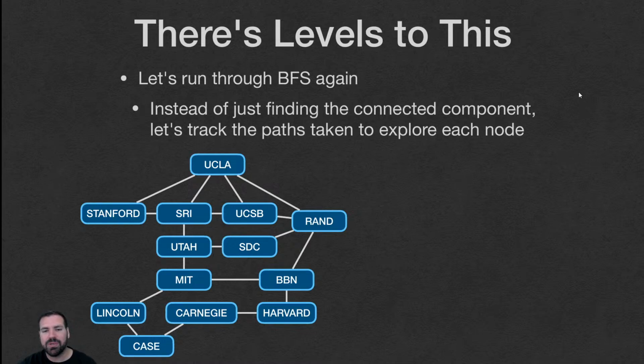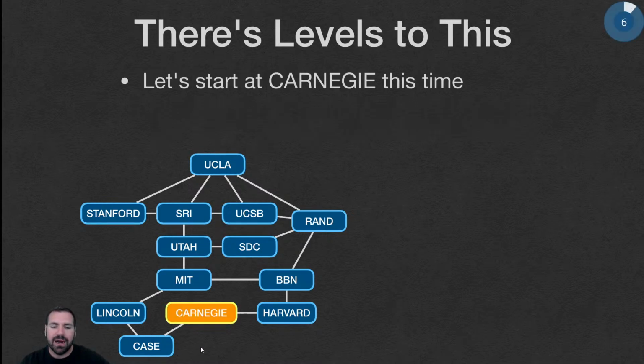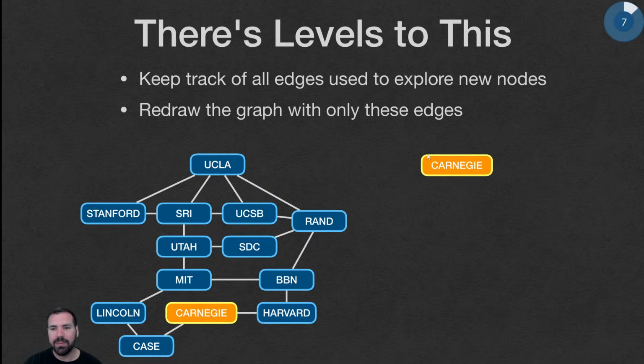So let's run breadth first search again. And this time we're going to keep track of the paths that we take to explore each node. I'm going to start at Carnegie this time because I'm sick of starting at the top every time. And when we explore the neighbors and the neighbors of the neighbors, etc., we're going to keep track of the edges by redrawing the graph using only the edges that we took. And each time we add a node, we're going to draw it visually lower than the node that discovered it. So I'm going to start with Carnegie, draw it right up here, and then redraw the graph with only the edges that we used.